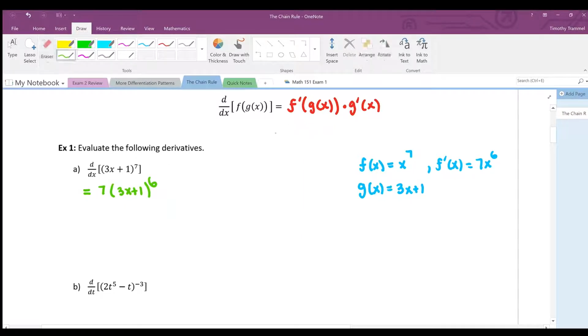Now we need to take the derivative of the inside function. We need to multiply by g prime of x. Let's see what that one looks like. g prime of x should just be equal to 3. Okay. So all we're going to have here is a times 3. And so we get 21 times 3x plus 1 to the 6th. Okay. And it was really helpful to have the chain rule here because otherwise we would have had to expand this out. We would have had to have done 3x plus 1 times itself 7 times.